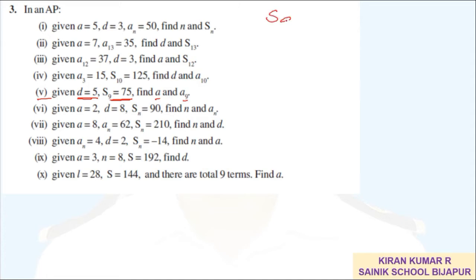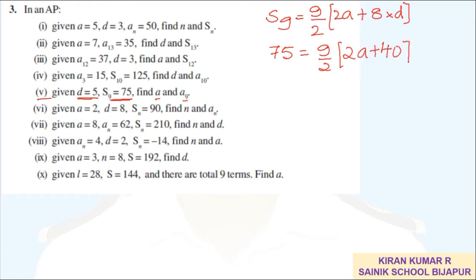So let me make use of Sn formula. Sn is n by 2 times of 2a plus n minus 1 into d. So n minus 1 becomes 8 times of d. We are given the value of Sn as S9, which is 75. So 9 by 2 times of 2a plus 40, because the value of d given is 5. On further simplification, we get 75 equal to 9 times of a plus 20, because I have divided by 2.